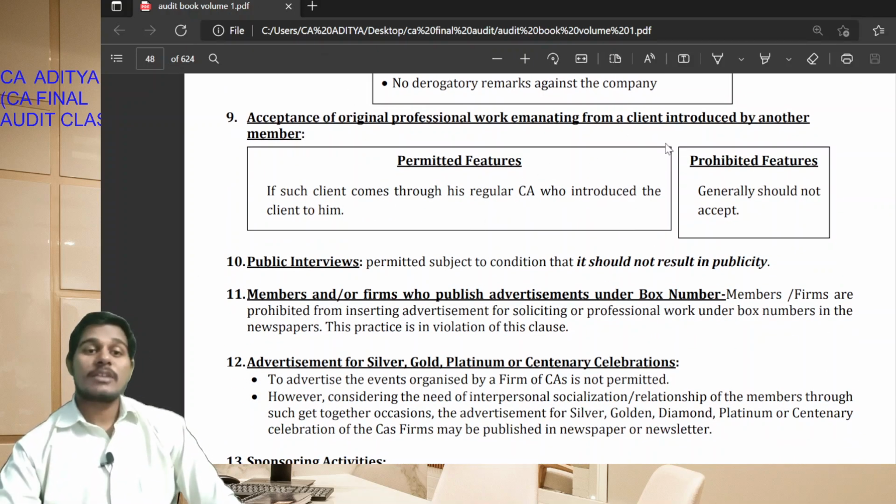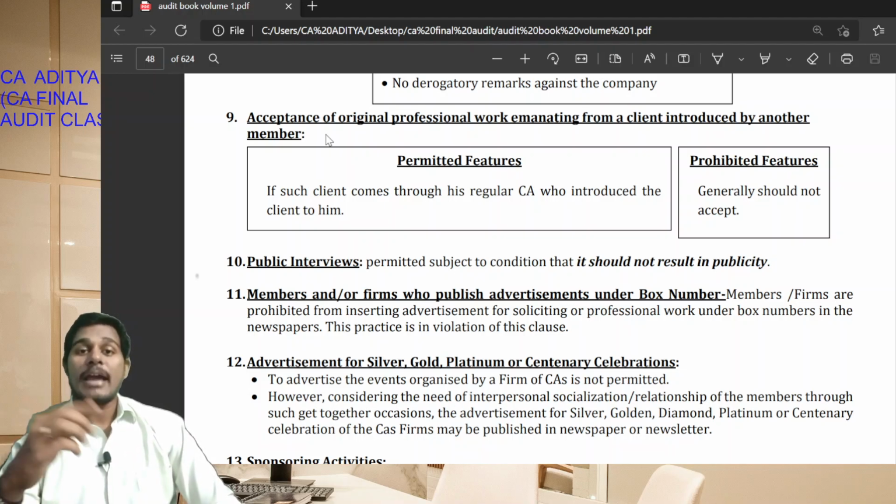Accepting original professional work from a client introduced by another member. When another chartered accountant has given us work relating to the original work, if the original work is also given to us, we should not accept that original work. Only the supplementary work should be accepted by the chartered accountant. If we accept the original work also, then it is professional misconduct. Okay, students.